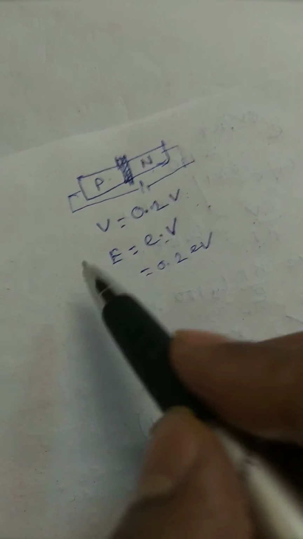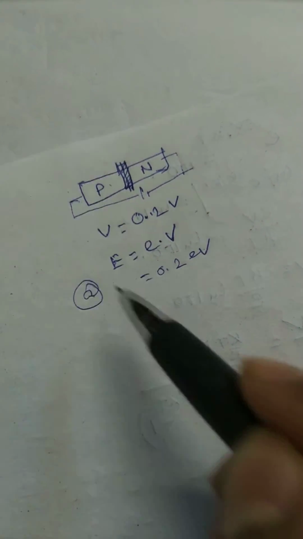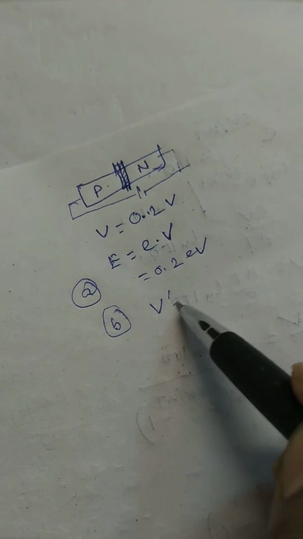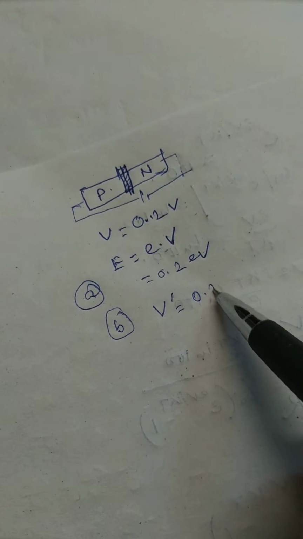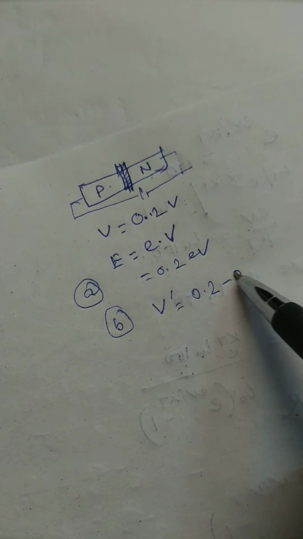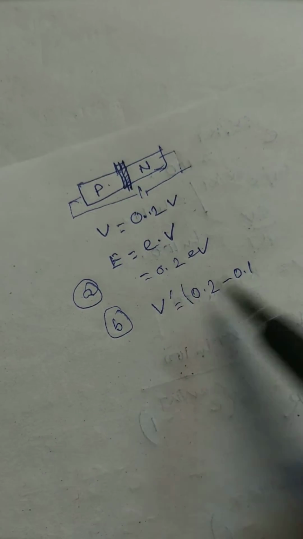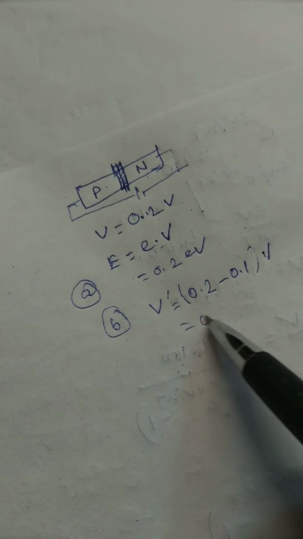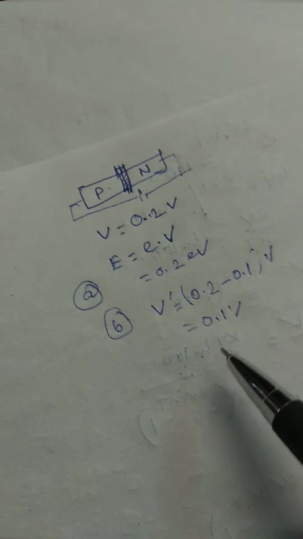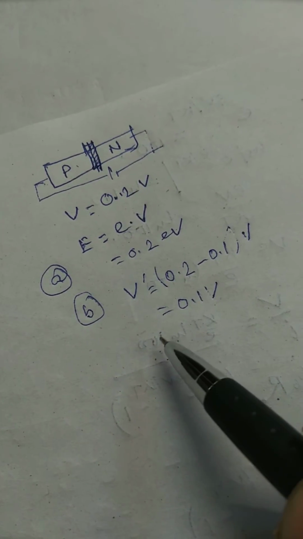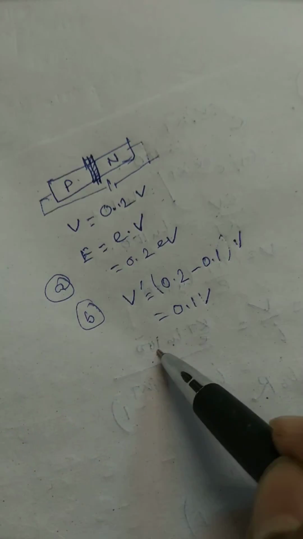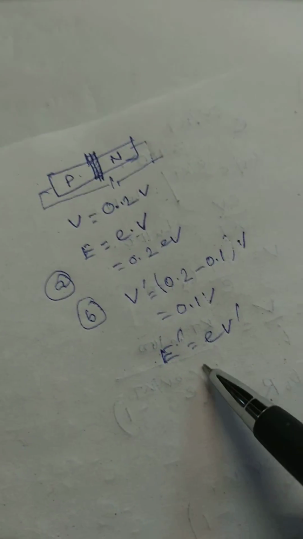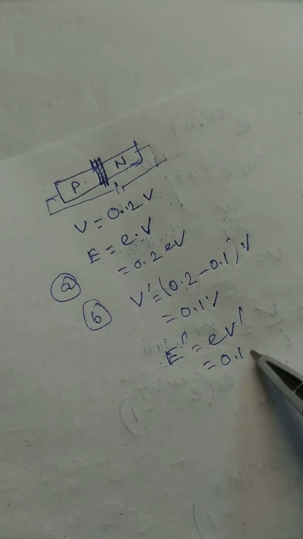So the new potential barrier becomes how much? 0.2 minus 0.1. That is 0.1 volt. So in this case, the amount of energy needed is what? E into V dash. That is 0.1 electron volt.